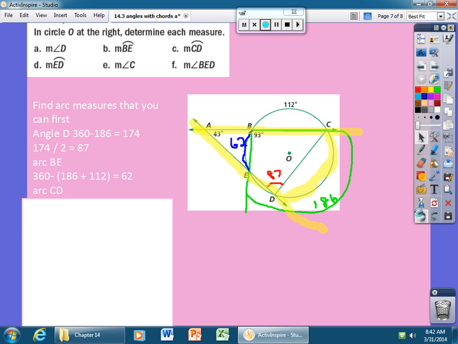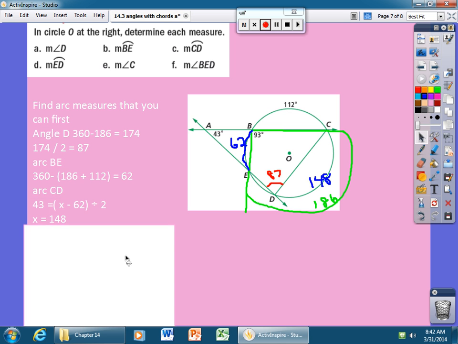So I'm going to clear off a few things here, and I'm going to write in my arc measure, 148. Okay, so I know that one. Now they're asking me for arc ED. Well, arc ED is a piece of this big 186 degree arc. I know that CD is 148, so all I did was take the 186 and subtract the 148. That gave me 38, so I figured out that the measure of arc ED is 38.